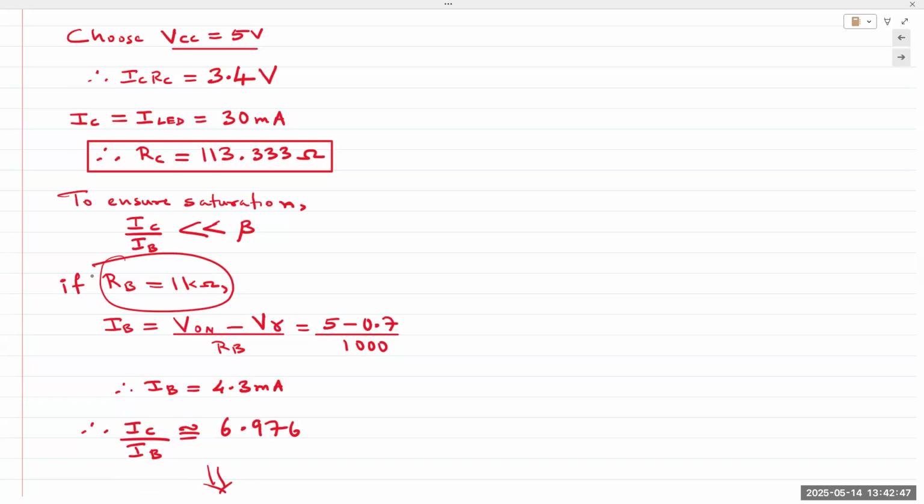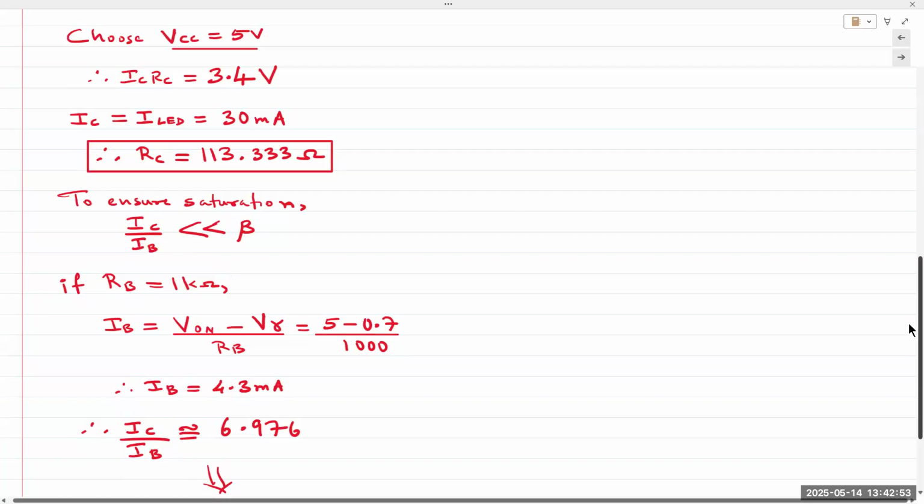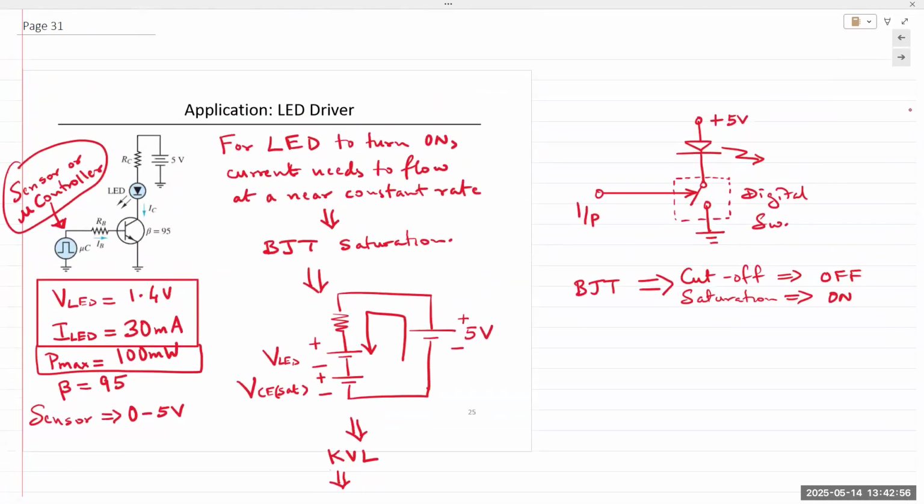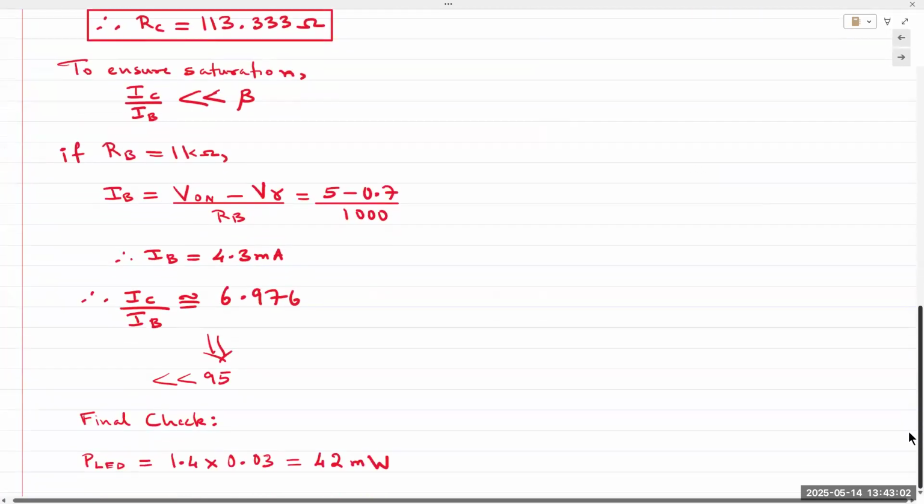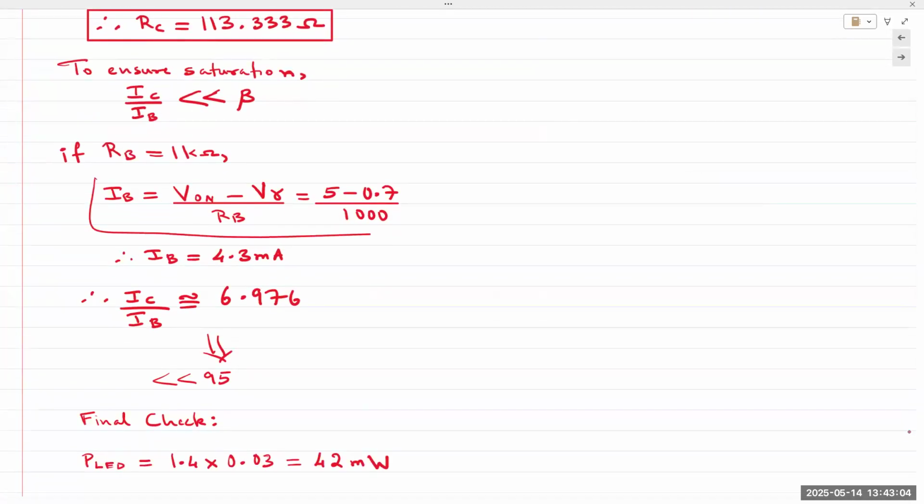Let's test out. If we choose IB, our base resistor, as 1 kilo ohm, I'll bring up the circuit again. Then I can calculate IB from this equation. RB is connected between the output of the sensor and the voltage drop, VBE, in this case referred to as V gamma.